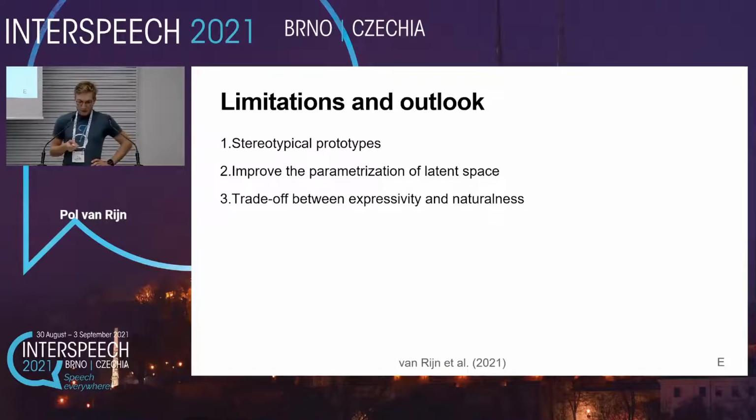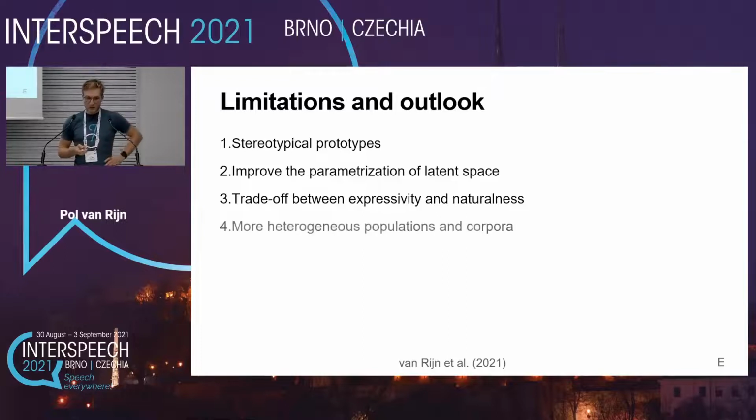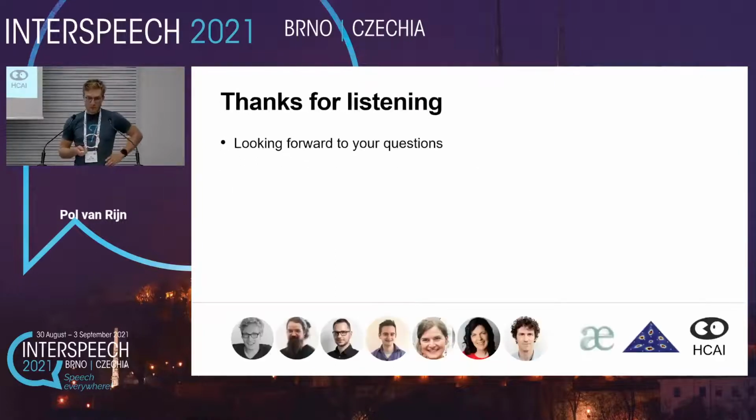Third, as I mentioned earlier, when defining the range of the dimensions, there's a trade-off between expressivity and naturalness of the stimulus. The more expressive the stimulus is, the higher the risk of artifacts in the sounds. Here we chose to maximize expressivity, but future work should definitely explore this trade-off. Finally, we only tested on a very limited population from the US. Future work should test more heterogeneous populations and also train on different corpora.